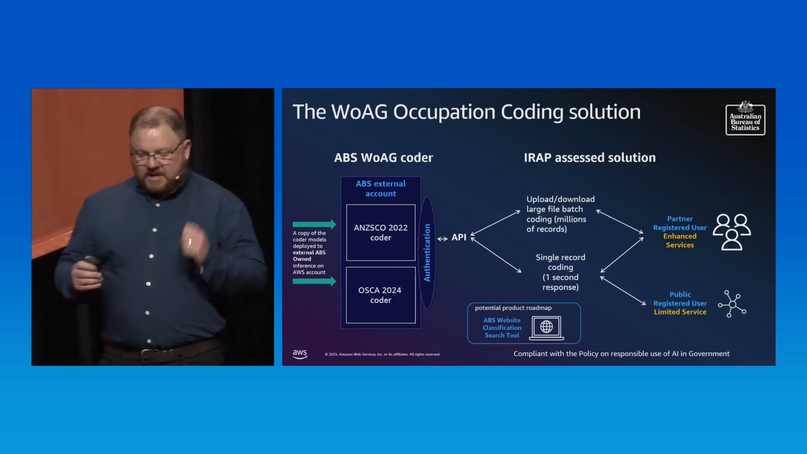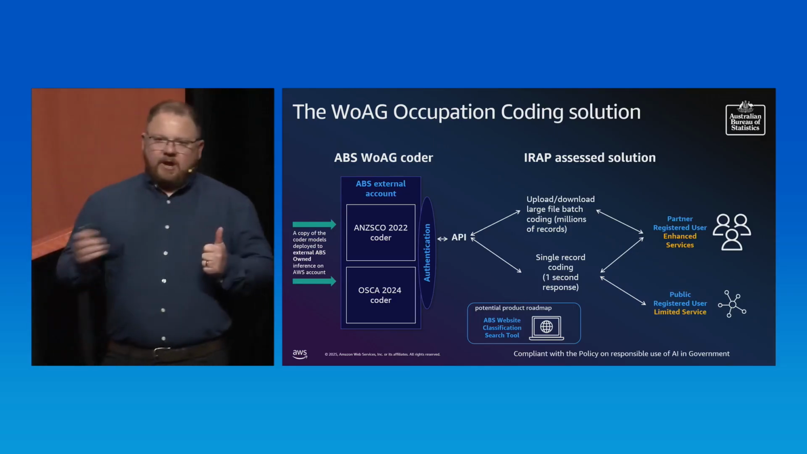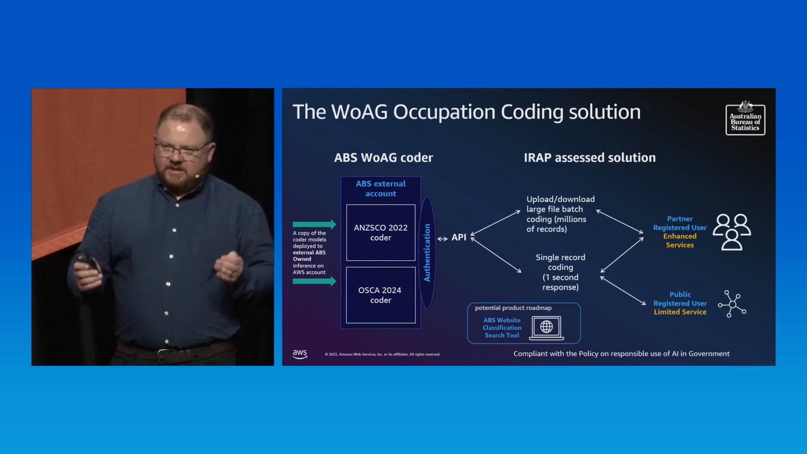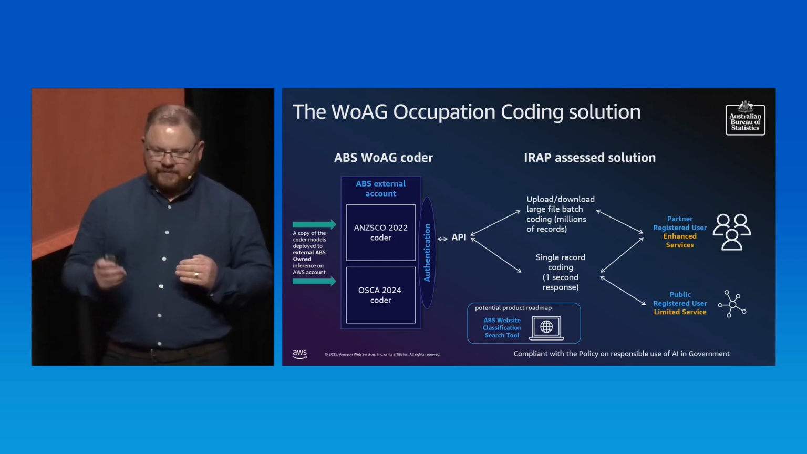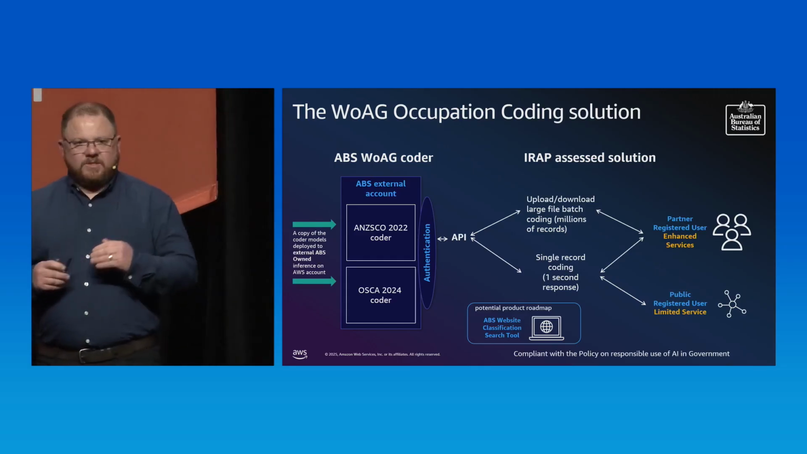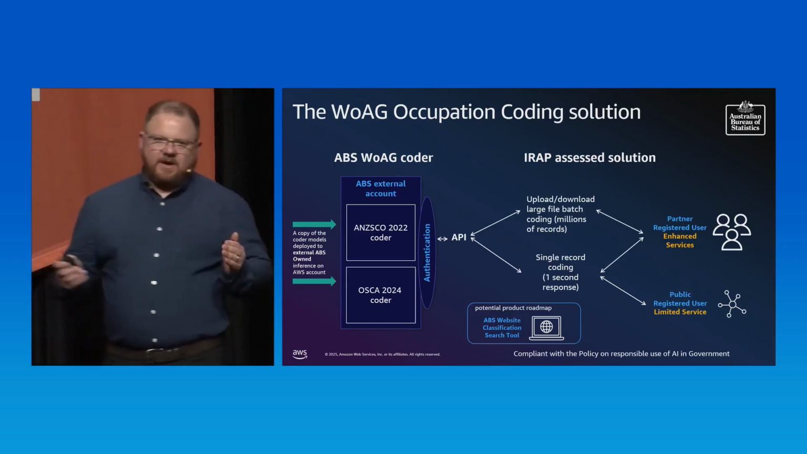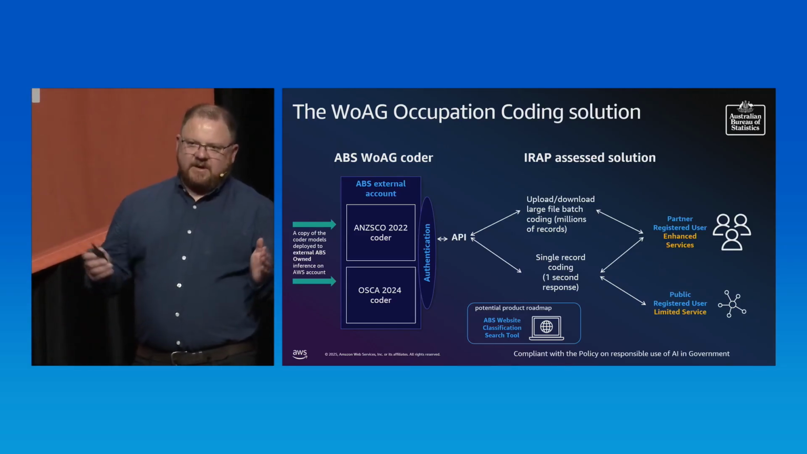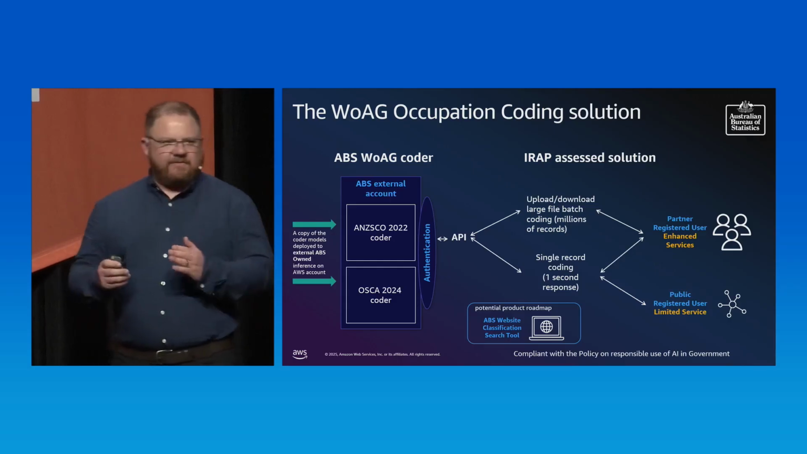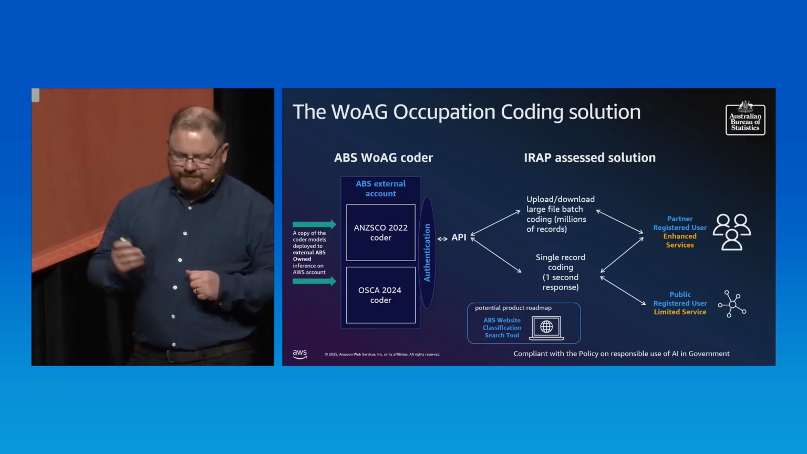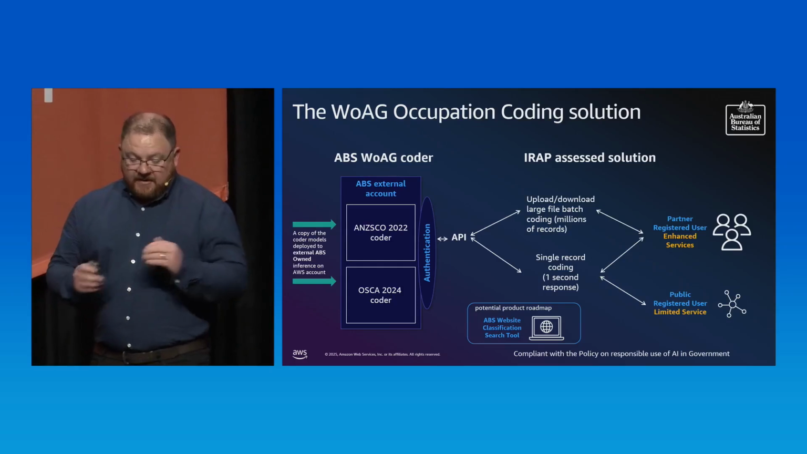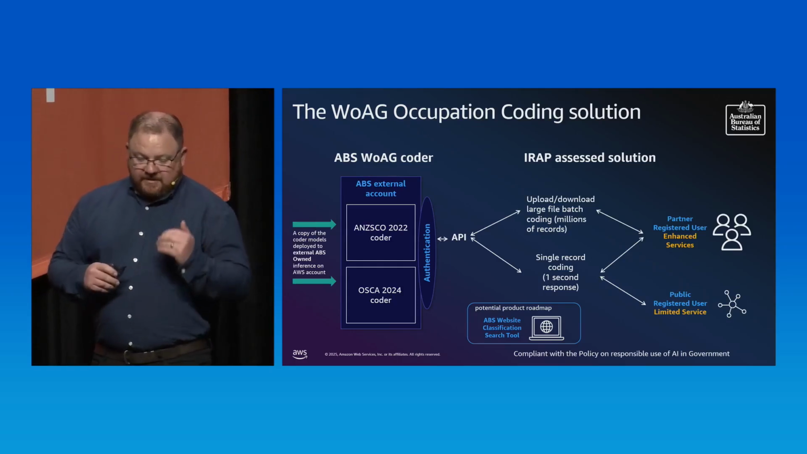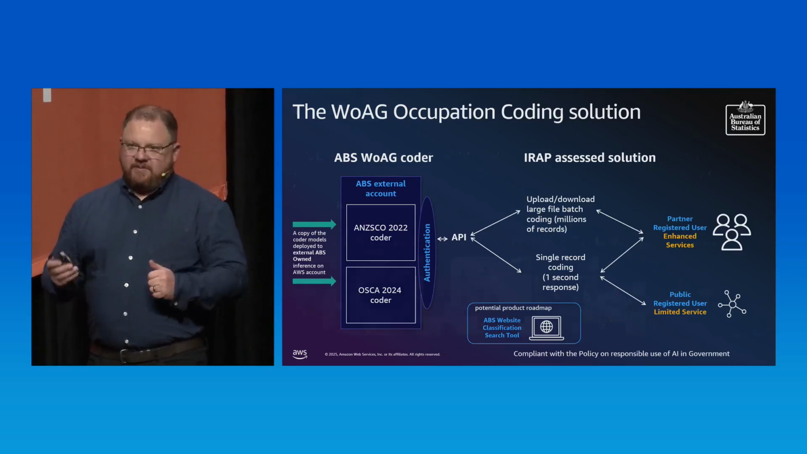The public service supports single record coding with a 1-second response time, so you can integrate into your websites or your own data capture systems. And the partner service supports the ability to upload large files and code batch files of millions of records and return a file that's completely coded. Now, our solutions are IRAP assessed and certified and compliant with the policy for responsible use of AI in government.